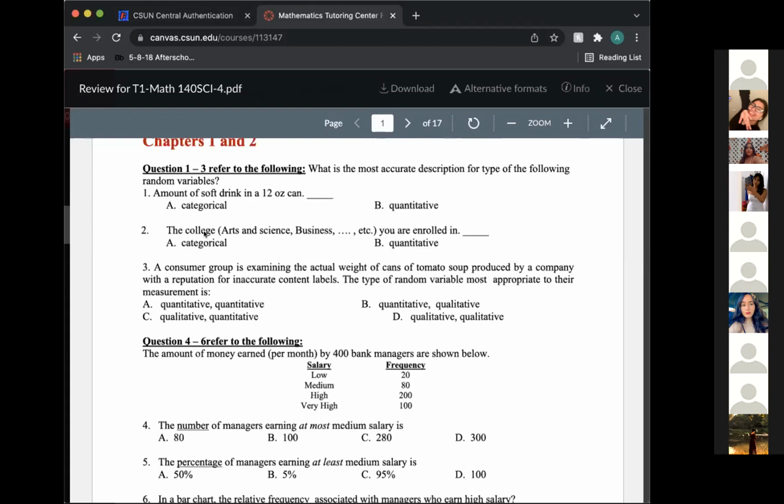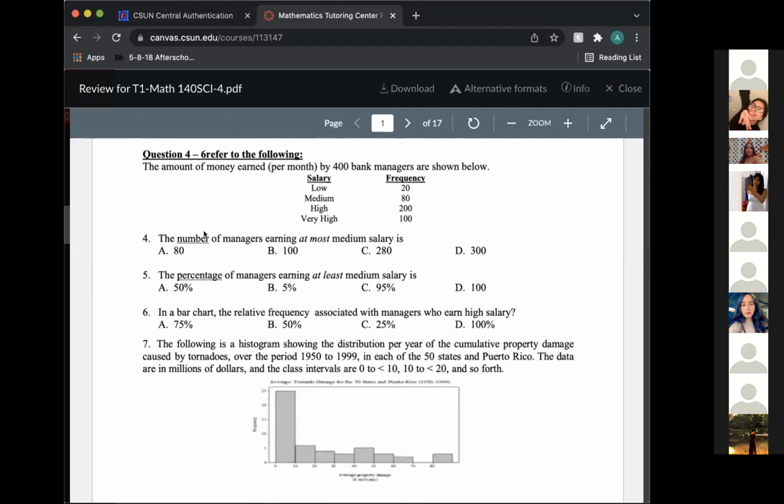Yeah. Okay, question four. Questions four to six refer to the following. The amount of money earned per month by 400 bank managers are shown below. The number of managers earning at most median is going to be 100, because at most means inclusive. So low or medium totals 100. B, the percentage of managers earning at least medium, that means medium or above, that's 380 out of 400. And 380 out of 400 is most likely the 95%. I'm too tired to actually do the math, but it's probably that.